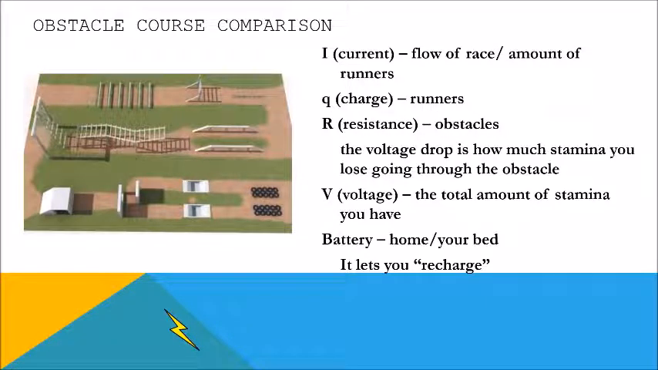I like to use an obstacle course comparison a lot of times when dealing with circuits because I think it's very useful for students. In this case, the current is the amount of runners, the resistance is the difficulty of the obstacles, the voltage is like the stamina of the runners, and the battery is like the bed where you can go and rest and get ready for the next race.